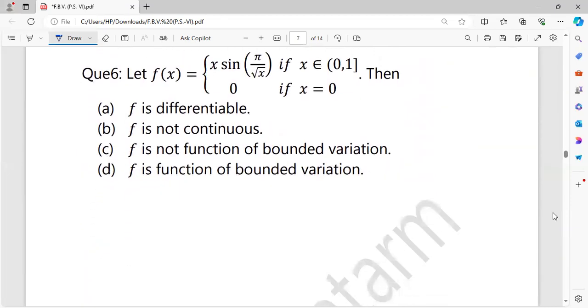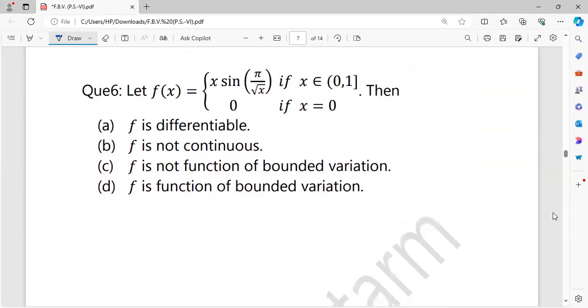So, sixth question. Here also the alpha and beta values are changed. Let's check whether it is a function of bounded variation or not. This function is not differentiable. You can check that this is continuous. So options A and B are not correct. Either C is correct or D is correct. We have to check whether the function is a function of bounded variation or not.